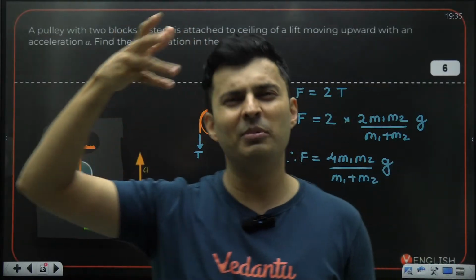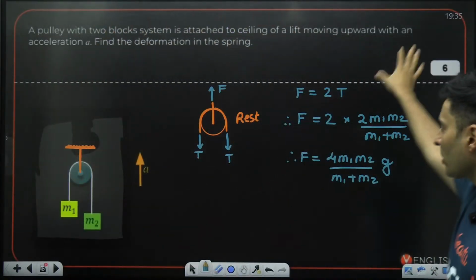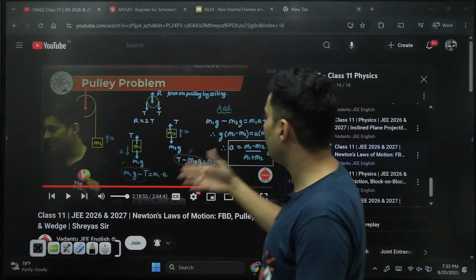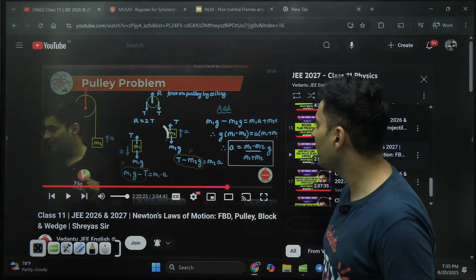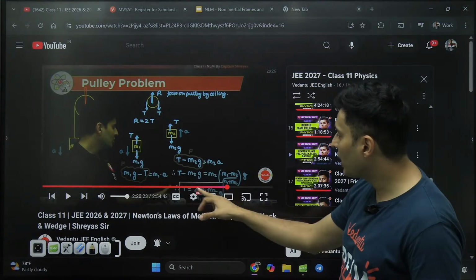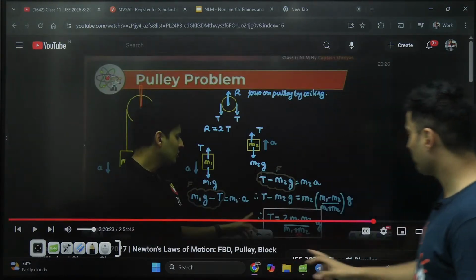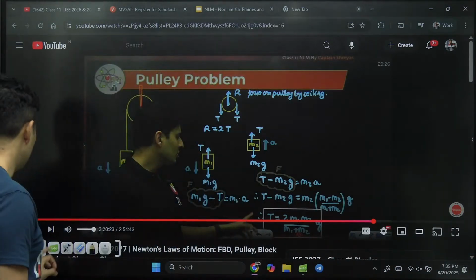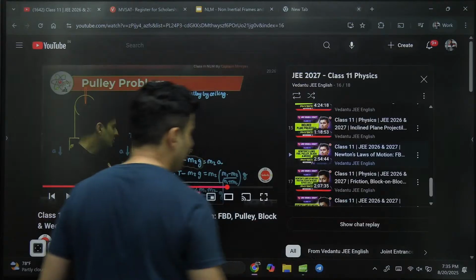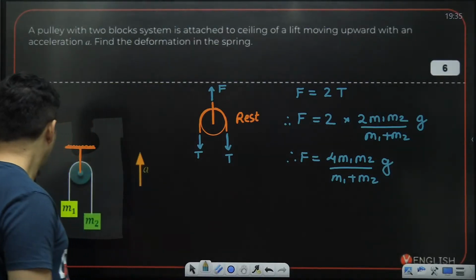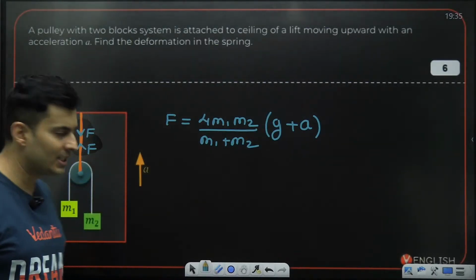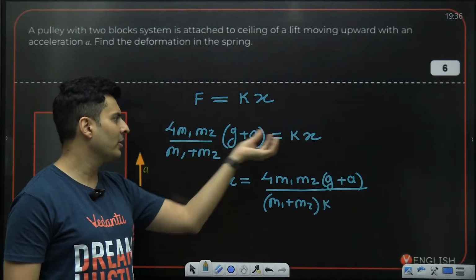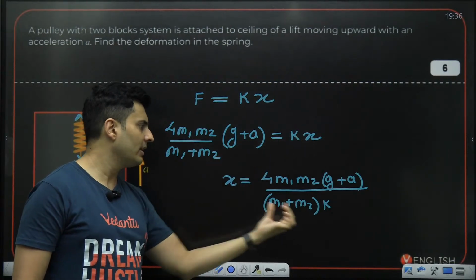Or else you again have to draw the FBD and solve it, and it becomes lengthy again. So this part, tension is this much. You should know this because you have already done the question in different chapters or in different solved examples, whatever it is. That is very, very important, guys. And from there, I said if lift comes, g will be replaced by g plus a. If spring is there, that force will be kx. So force I know, kx equals that, bring k down, that is the answer.